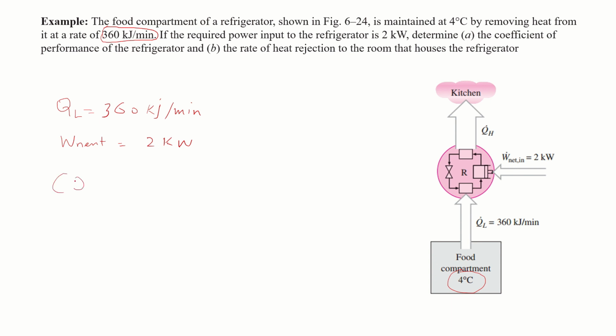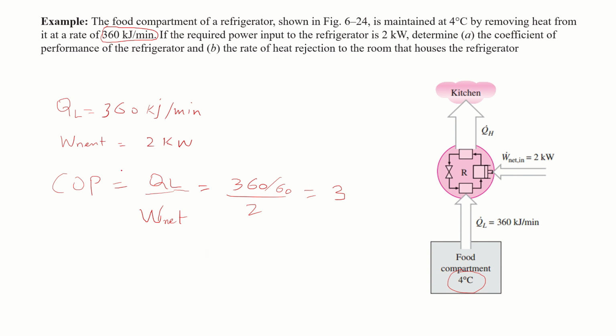We know coefficient of performance is equal to QL, which is the cooling effect produced by the refrigerator, divided by the input in the form of work, which is W net. So QL is 360. It is given in kilojoule per minute. We convert it into per second and divide by W net, which is 2 kilowatt. So coefficient of performance is calculated as 3.